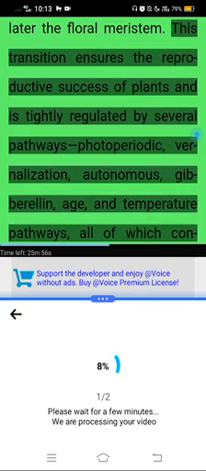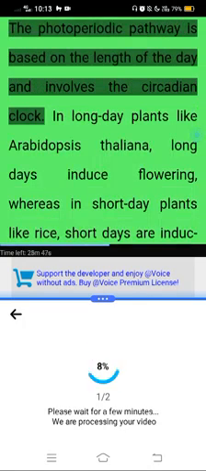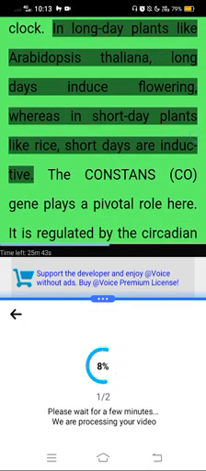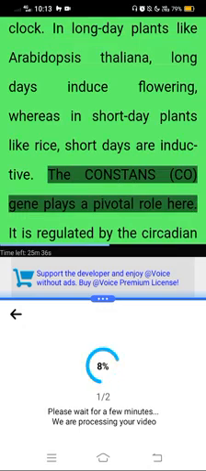This transition ensures the reproductive success of plants and is tightly regulated by several pathways: photoperiodic, vernalization, autonomous, gibberellin, age, and temperature pathways, all of which converge on a set of floral integrator genes. The photoperiodic pathway is based on the length of the day and involves the circadian clock. In long day plants like Arabidopsis thaliana, long days induce flowering, whereas in short day plants like rice, short days are inductive. The CONSTANS (CO) gene plays a pivotal role here.